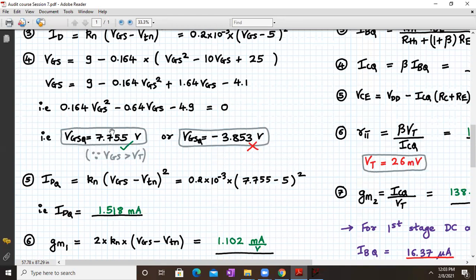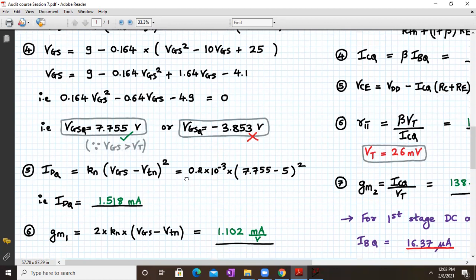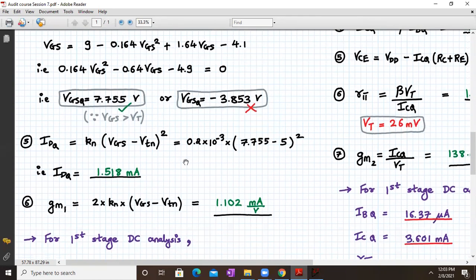You will get two answers since it is a quadratic equation. You will get VGS equal to 7.755 volt and VGS equal to minus 3.853. We'll reject the value of minus 3.853 because VGS has to be greater than VTN. Now, once we have the VGSQ value, which is 7.755 volt, the IDQ value will be Kn times VGS minus VTN, the whole square. If you substitute all the values, you will get the IDQ value as 1.518 milliamperes.